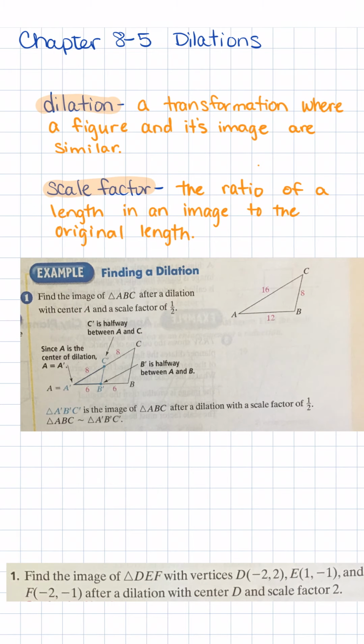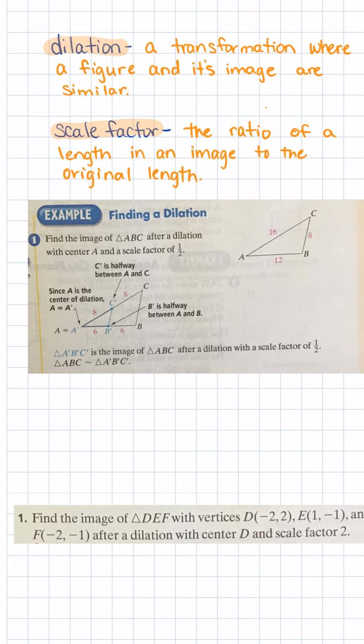So how do we find a dilation? Here we have a figure, and it says find the image of triangle ABC after a dilation with the center A and a scale factor of 1/2. So what is half of 12? 6. And half of 16 is 8.